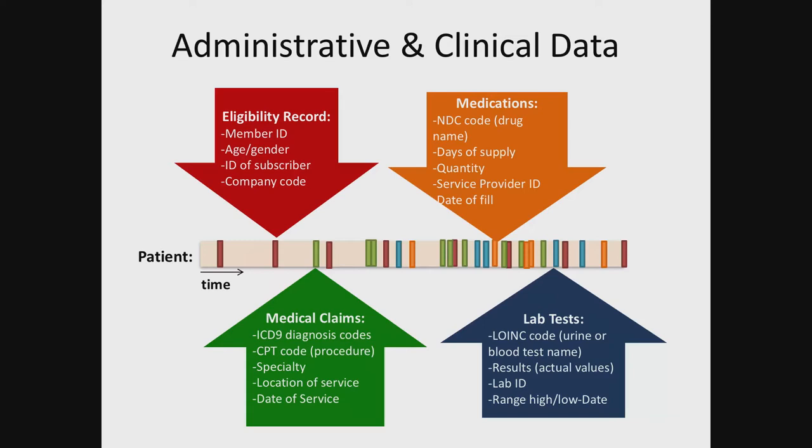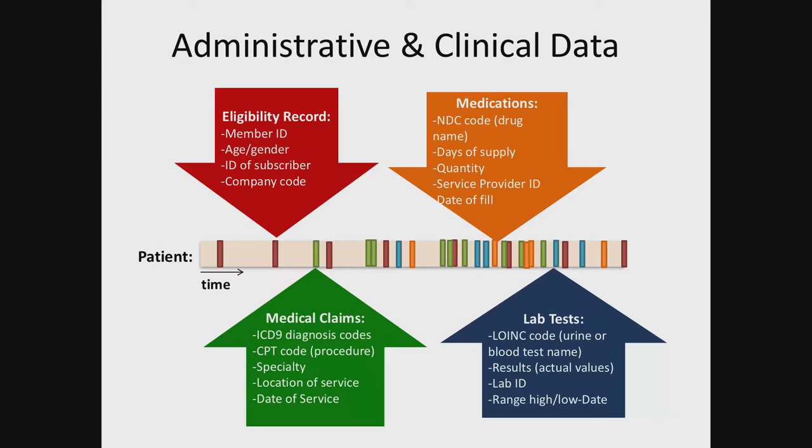It's missing. In green, I'm showing medical claims which are associated with diagnosis codes that Pete talked about last week, procedure codes, CPT codes. We know what the specialist was that the patient went to see, like a cardiologist, primary care physician, and so on. We know where the service was performed. We know when it was performed.